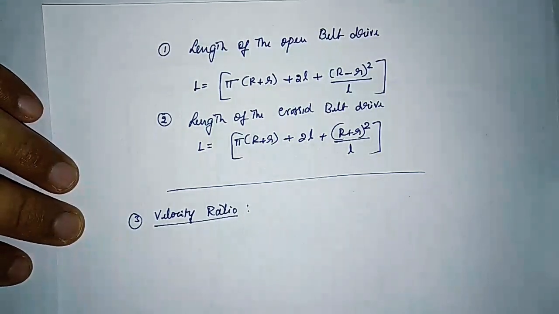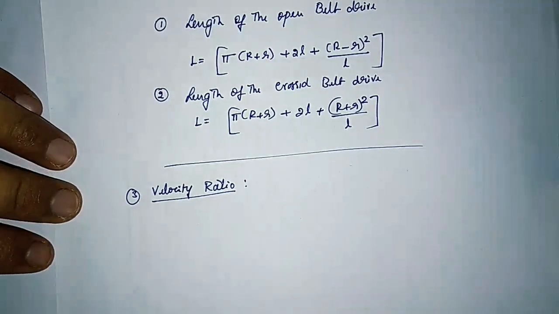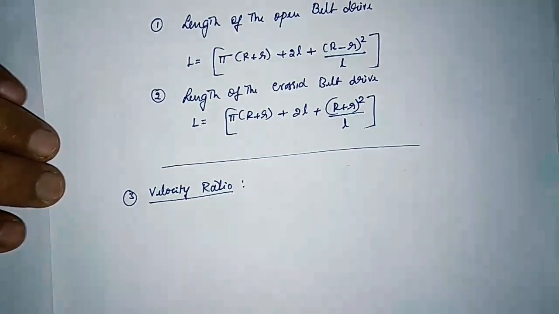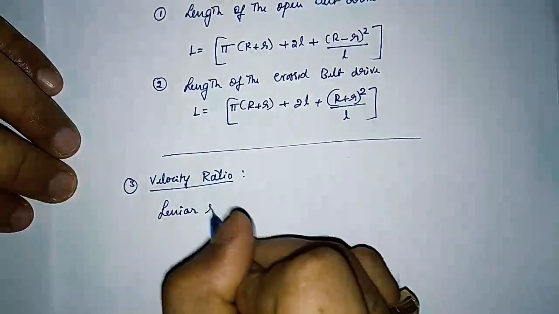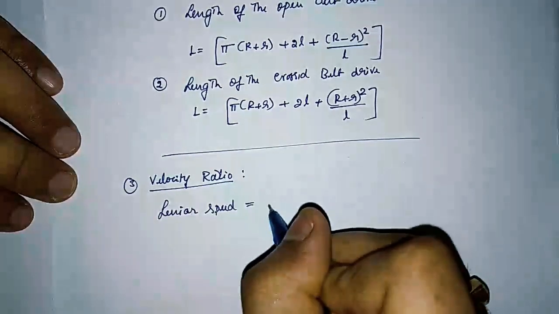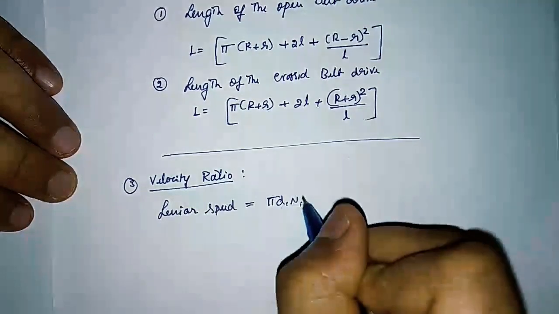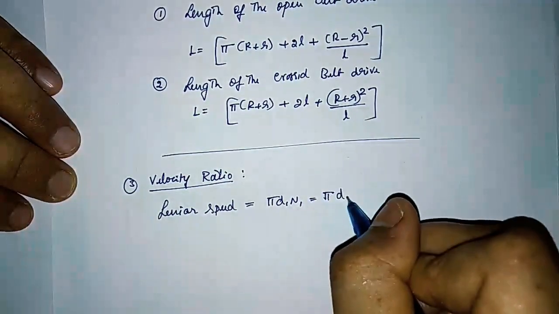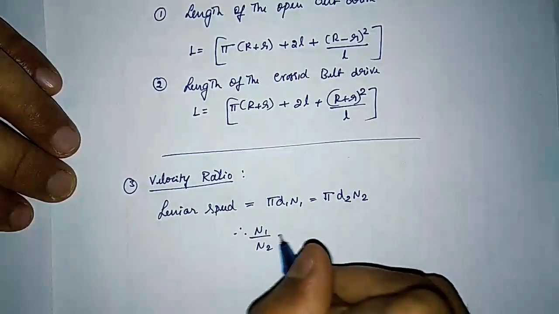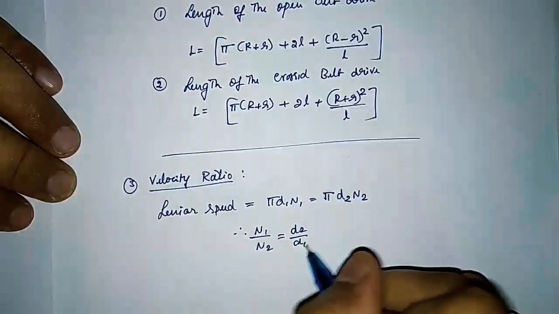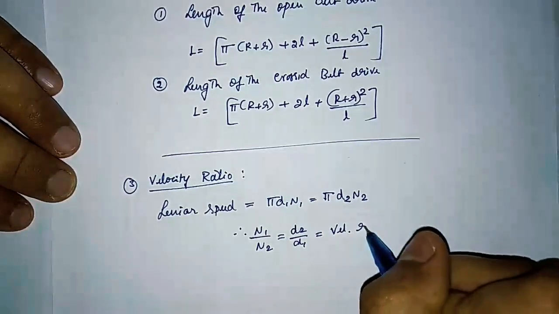The velocity ratio is defined as the ratio of driver pulley speed in RPM to driven pulley speed in RPM. So we'll start with the linear speed equation, that is pi d1 n1 is equal to pi d2 n2. On simplifying this equation, we can see n1 by n2 is equal to d2 by d1. It is called the velocity ratio and it is unitless.